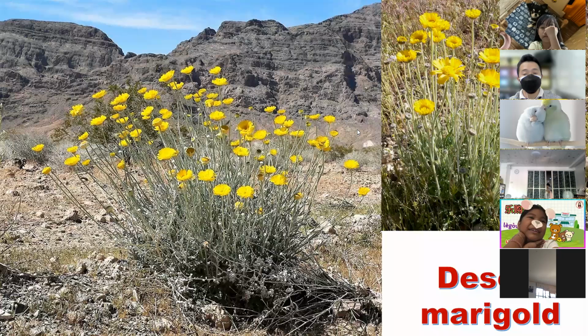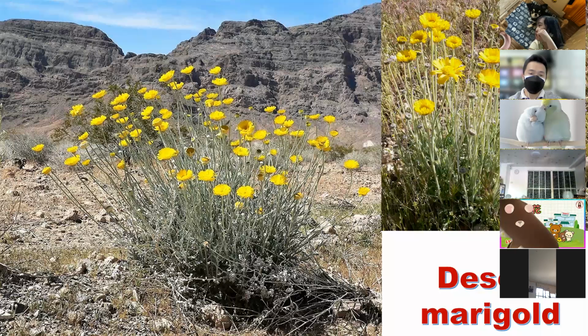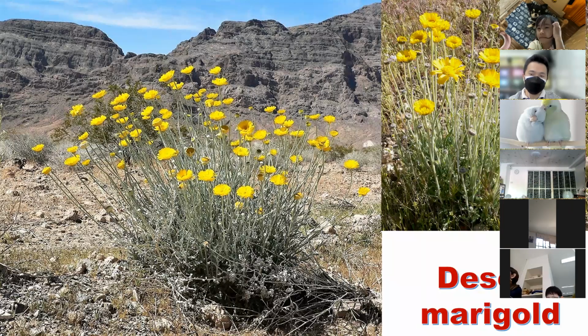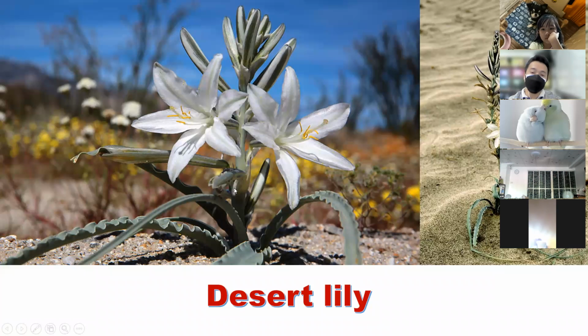Next, we have the desert marigold. This plant as well grows in the desert, in the desert land. So you can say that not only cactus are growing in a desert place, but also desert marigold are growing as well there. So next we have the desert lily.